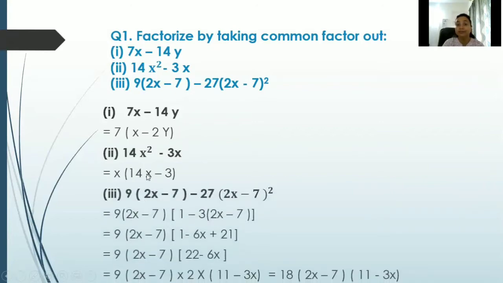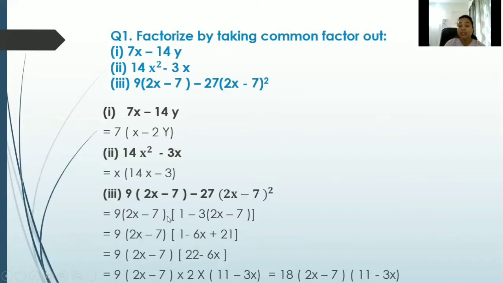Now the third term, quite big, I have taken it purposely. 9 times (2x minus 7) minus 27 times (2x minus 7) whole square, right? As you can clearly see, 2x minus 7 and (2x minus 7) whole square have at least one term common, 2x minus 7. And in 9 and 27, 9 is common, because 27 can be written as 9 multiplied by 3. So I took 9 and 2x minus 7 out.